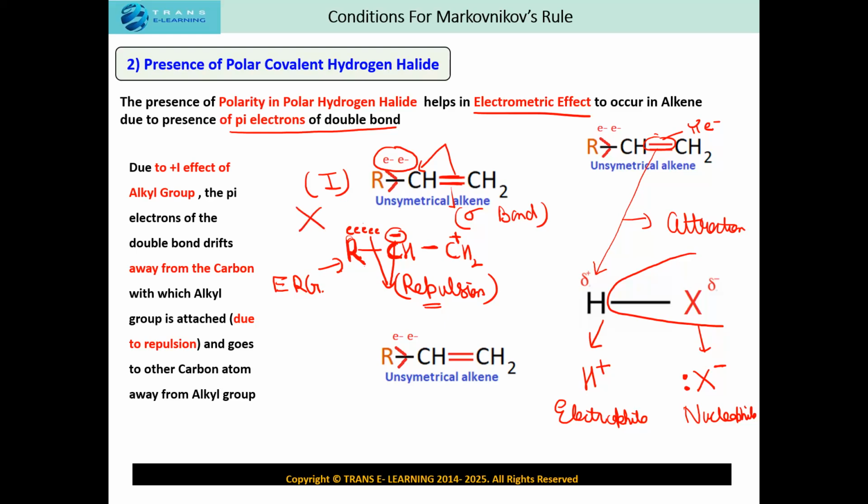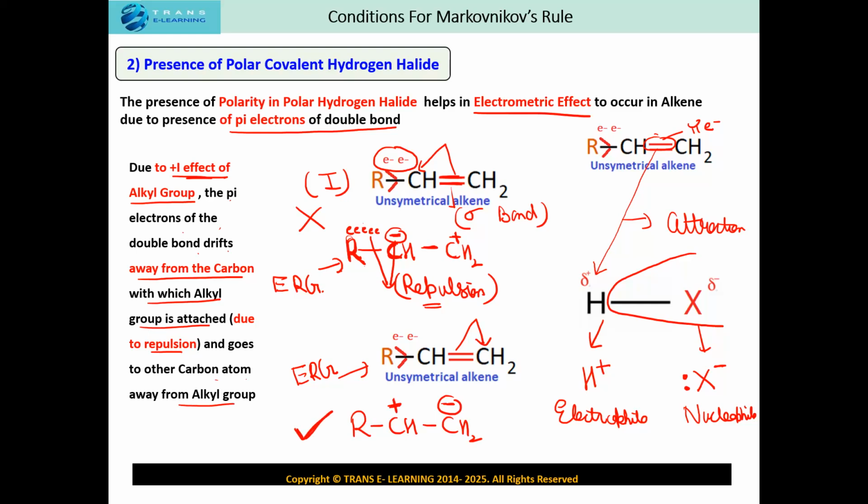Now, the second route is that the pi electron goes to the carbon atom which is away from the alkyl group and is on the right hand side. As this R is an electron releasing group, due to the plus I effect of the alkyl group, the pi electrons of the double bond drift away from the carbon with which the alkyl group is attached due to repulsion, as I've explained here, and go to the carbon atom away from the alkyl group. This structure will be like this. Here you have the negative charge and here will be the positive charge. This will be stable.